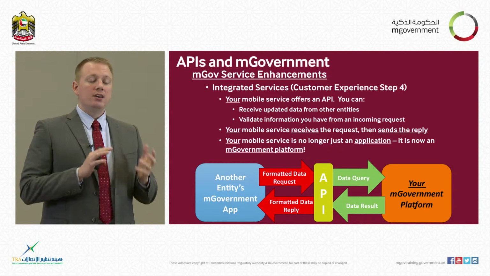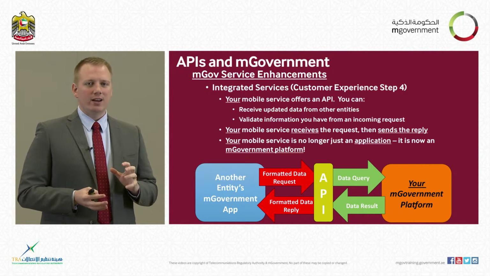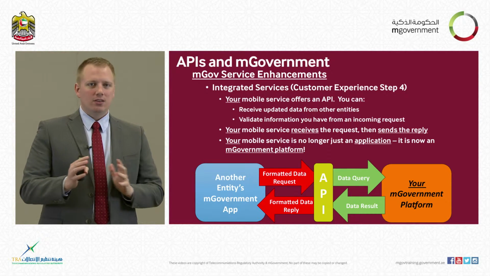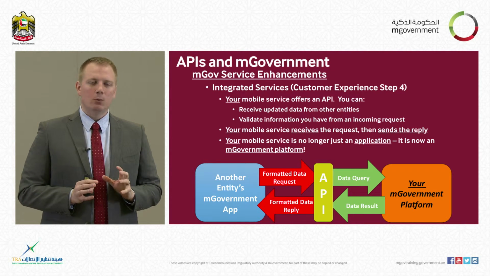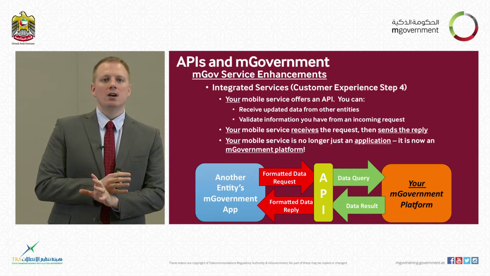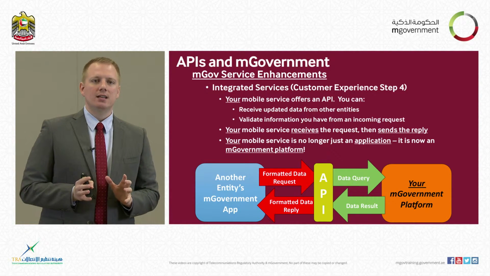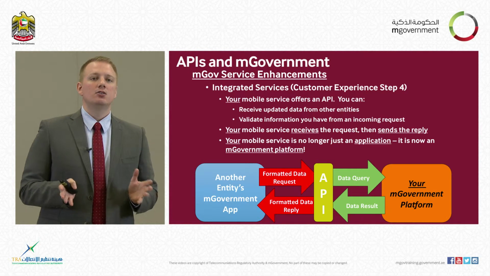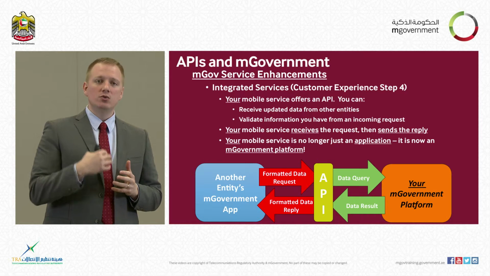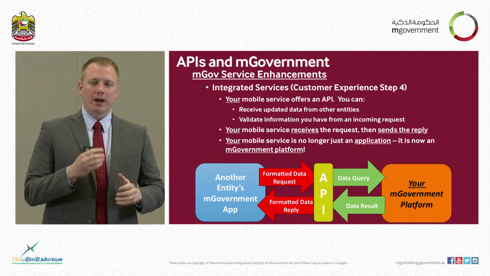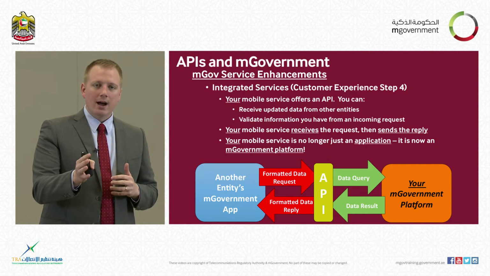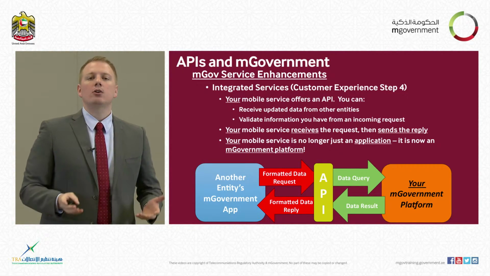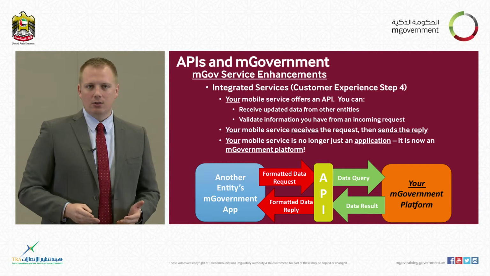When it comes to another service enhancement, an integrated service, it's a little different. Much like the example that was just given, we're actually going to swap roles. You are going to be a government entity that will open yourself to allow other entities to connect to you, to send you data, for you to then provide a response to them that will help them provide better service to their users. A very good example of this would be the Emirates ID Authority.